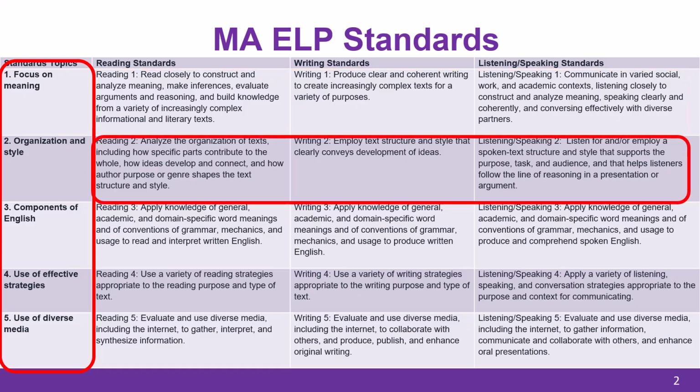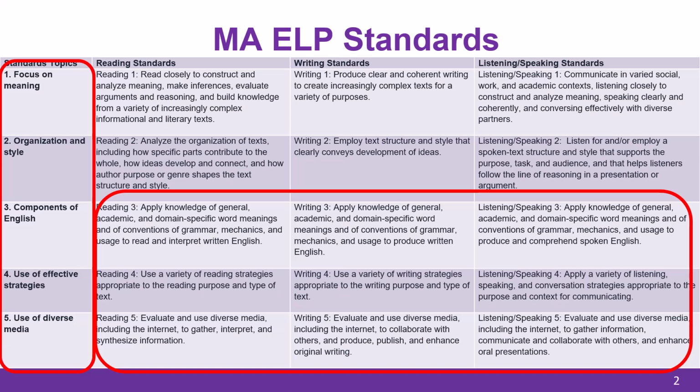Similarly, Standard 2 is the same across the strands: understanding and using the organization or structure of a text effectively when reading, writing, or speaking and listening. Please pause the video now and take a moment to read through Standards 3, 4, and 5. One thing to notice is how manageable these 5 standards are. That is, one can easily remember these 5 topics, or the standards in general terms: meaning, organization, components of English, strategies, diverse media. And then it is just a matter of applying that general topic to the language skill area to get at the standard itself.